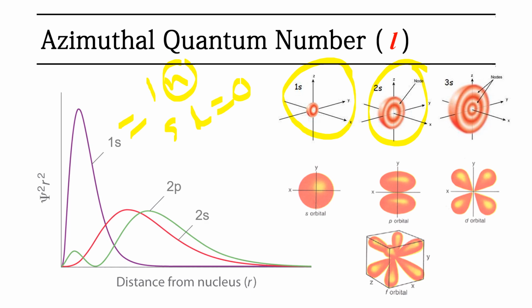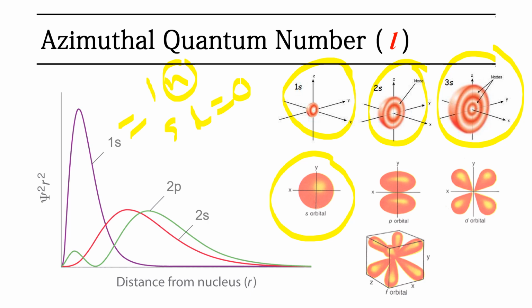This shape is the same but the size is different. This is 3s, which means the size is larger but the shape of that orbital is spherical. This is the same for L equals 0. So when the azimuthal quantum number is 0, the region where an electron can be found around the nucleus has a similar shape.